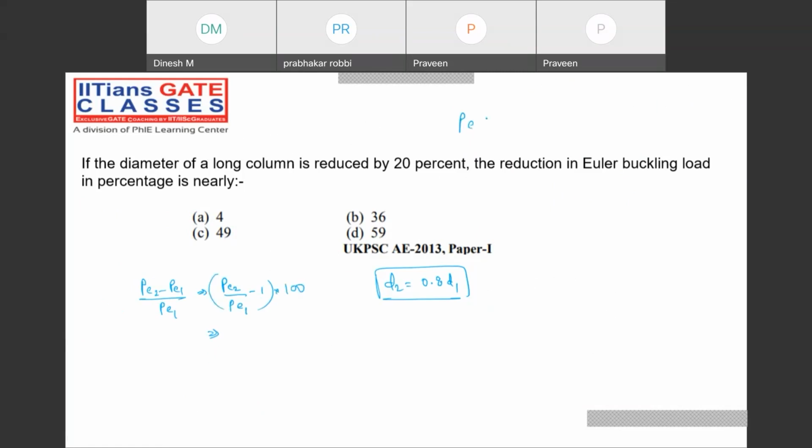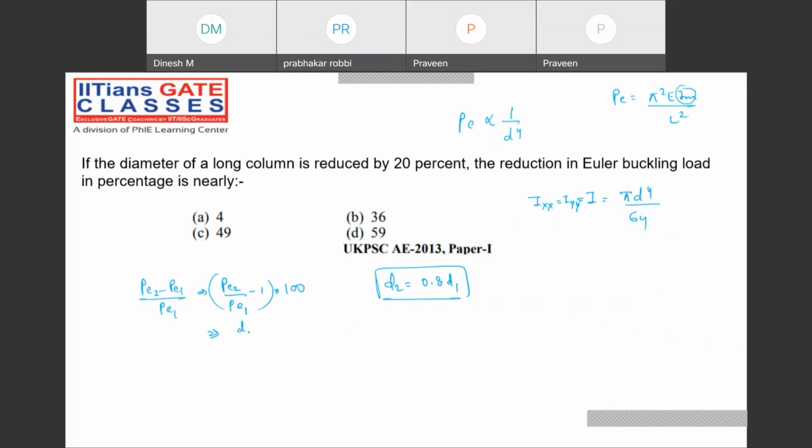You know that P is directly proportional to what? What is the formula? Pi square E I minimum divided by L square. I is what? What is the I for circular cross section? Pi d power 4 by 64. Remember, I'm talking about Ixx, Iyy, not polar moment of inertia. Polar moment of inertia will always be useful in twisting, not in axial loading conditions. So it is inversely proportional to d to the power 4.